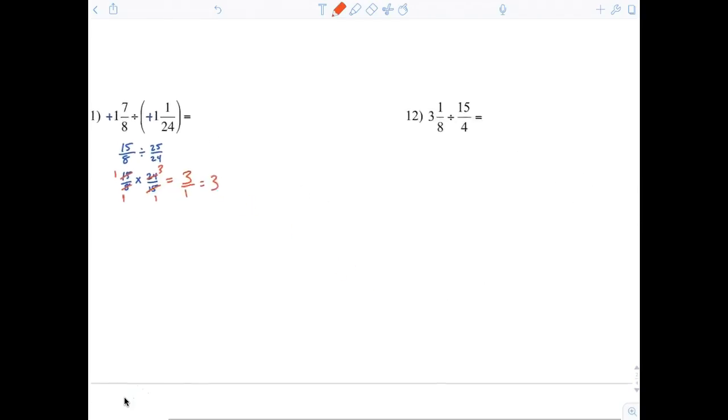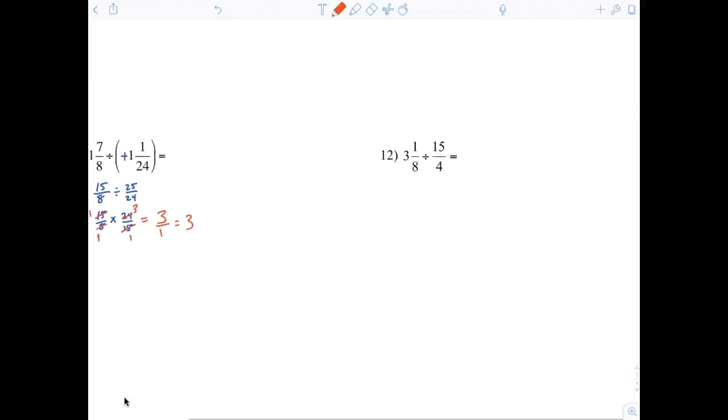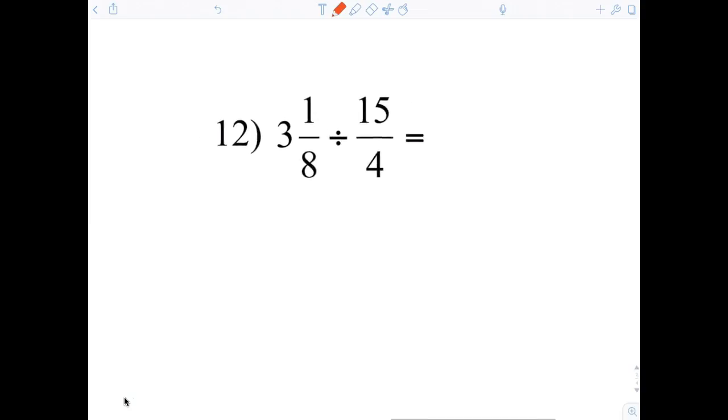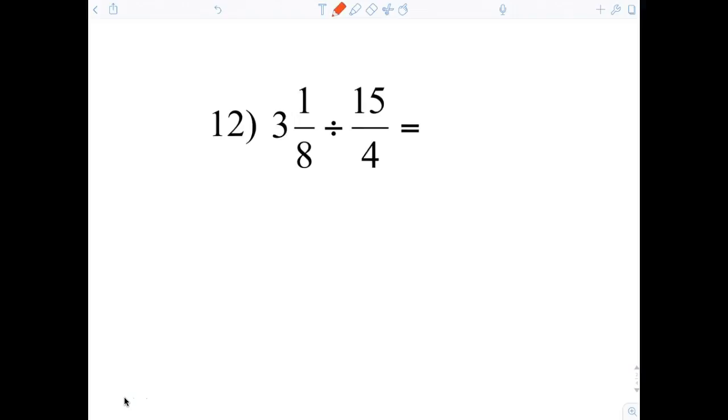Let's check out 12. Let's go back to the boys. All right, 3 1/8. Julian, what do I have to change that to? I'm on number 12. 3 1/8, what do I change that to? I got 25 over 8. You're awesome. 25 over 8. Now division becomes multiplication, and then the reciprocal, 4 over 15.